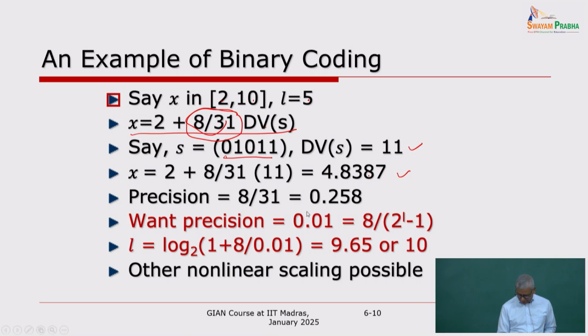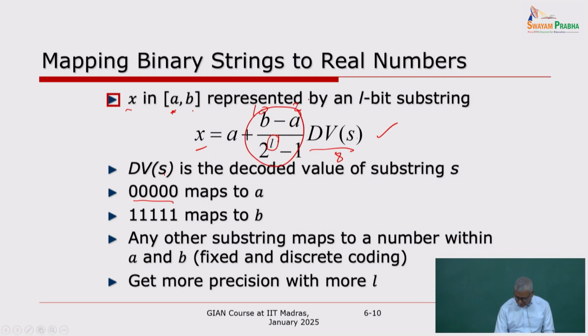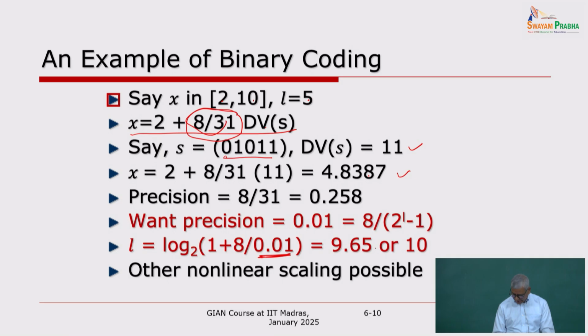Or in general, if you want 2 decimal places of accuracy, then I want to find what L is going to make that happen. So I have to go back to this formula. B minus A over 2 to the L minus 1 has to be at least equal to 0.01 if I need 2 decimal places. You can solve this to get L. What should be the minimum value of L? That's what I do here, and it says 10. So I need at least 10 bits for X to get 2 decimal places of gap between the 2 consecutive values. This is how you decide how many bits are needed.